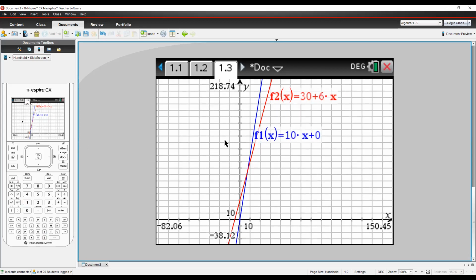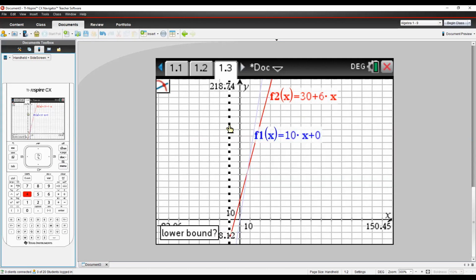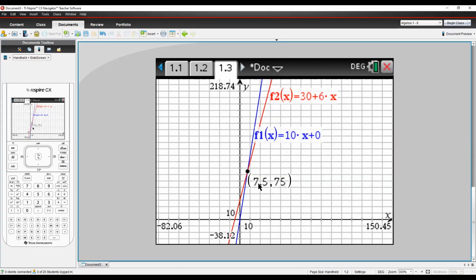Now, all I have to do is plot these two lines, but the most important thing is to find out where they intersect. So I'm going to go menu 64 for intersection. I'm going to start here and pull it past the intersection, and it tells me at 7.5 seconds they are both at the same distance from the starting line, and the distance is 75.